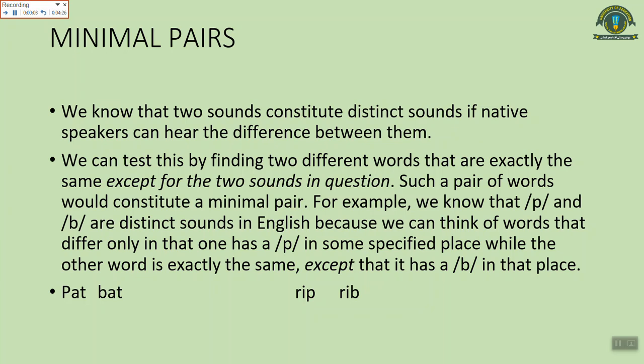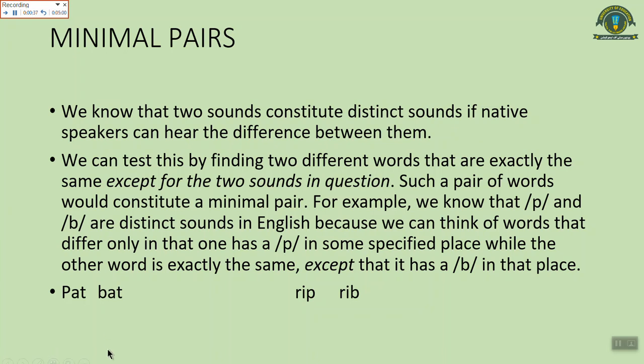Now, minimal pairs. As we had said in the previous lecture as well, minimal pairs are those words which consist of the smallest syllable possible. It can consist of one syllable, or in some cases two syllables. But the condition is that when we are making minimal pairs, we should only replace one sound, and only that one sound should be replaced at the same position.